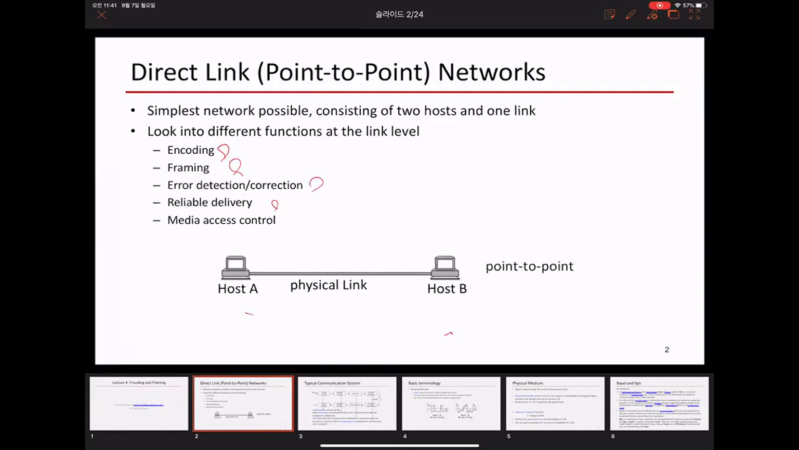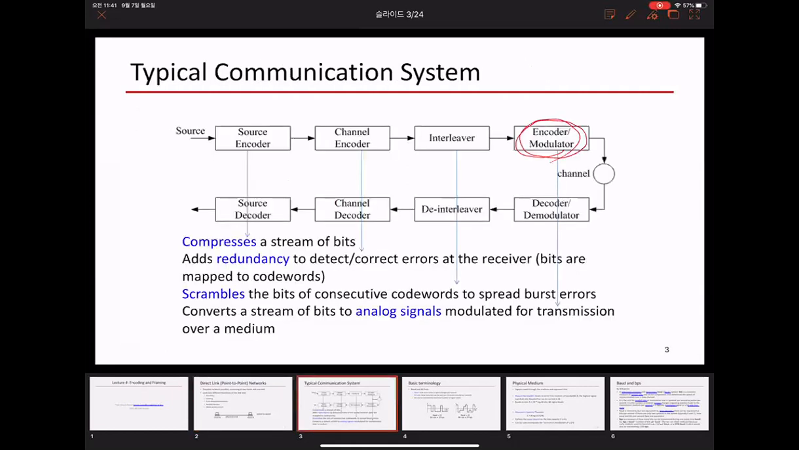We need to have reliable delivery. If not, I have to send it again, or maybe you can correct it if it's wrong. Immediate MAC is, if there is more than 1 person, let's say 2 or 3 people want to share this, then how can you make a rule? That is a MAC, okay? So typical communication comes with this.